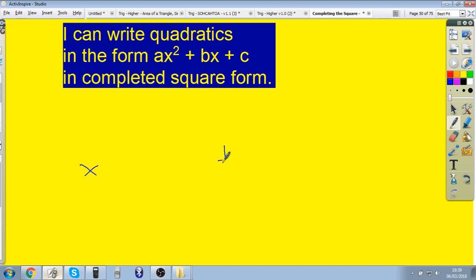And then we might as well do one where we solve it. So these are solving. Let's do this exam question, so you have to solve it. Solve 6x squared minus 3x minus 13, giving the answer to 2 decimal places.